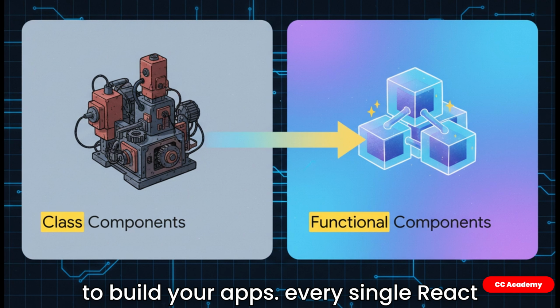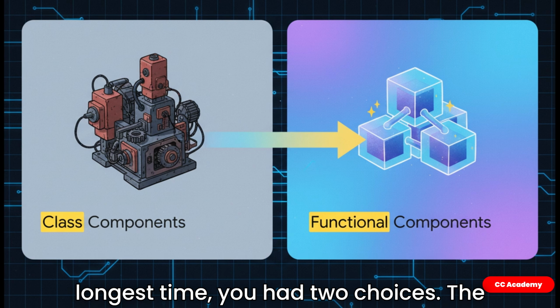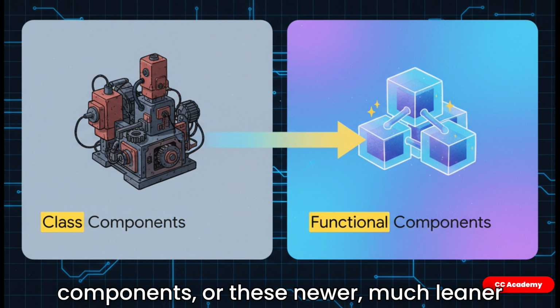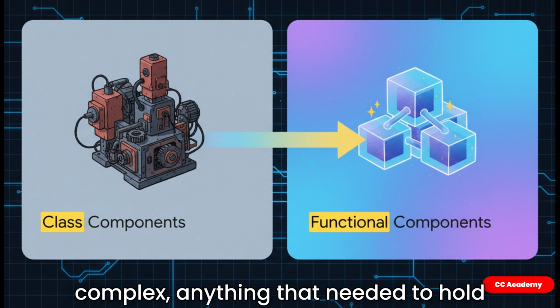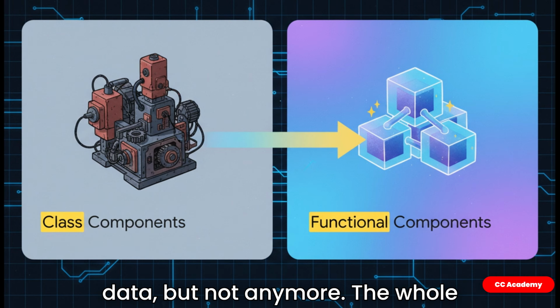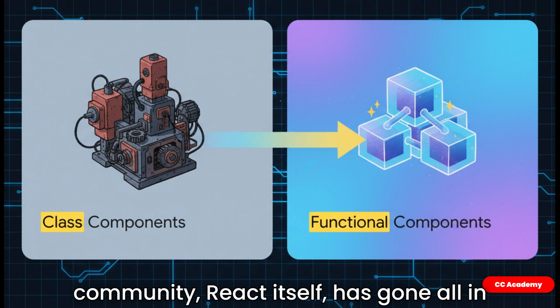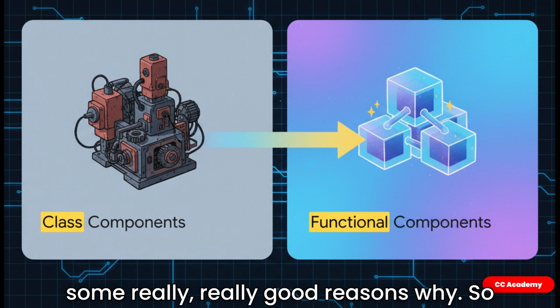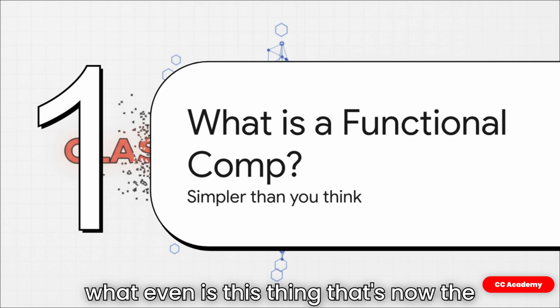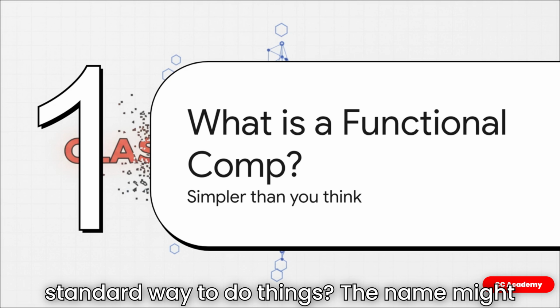See, every single React app is built with components, and for the longest time, you had two choices. The old school, kind of bulky class components, or these newer, much leaner functional components. Now, for years, you had to use classes for anything complex, anything that needed to hold data, but not anymore. The whole community, React itself, has gone all in on functional, and trust me, there are some really, really good reasons why. So what even is this thing that's now the standard way to do things?